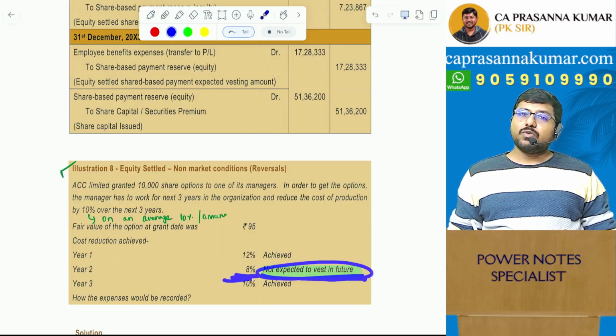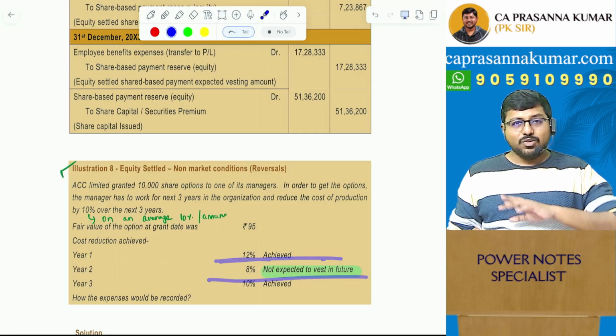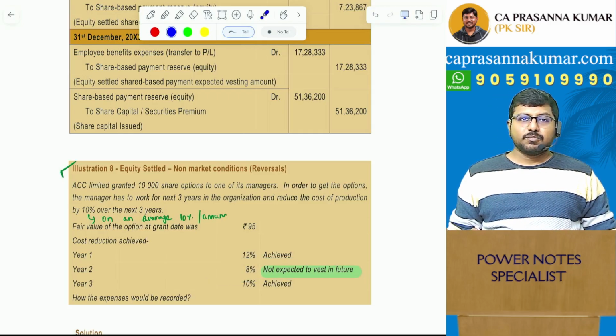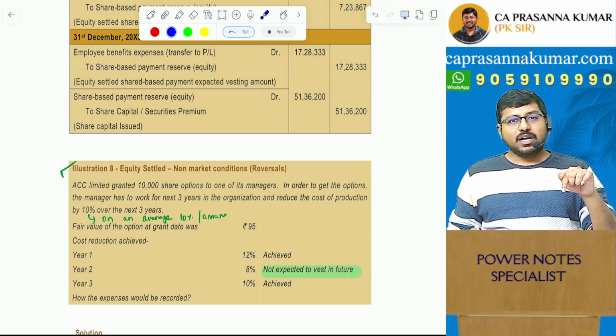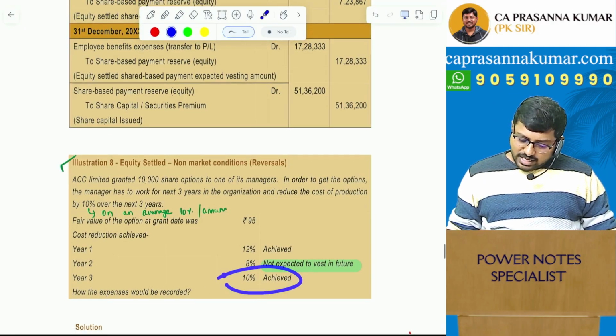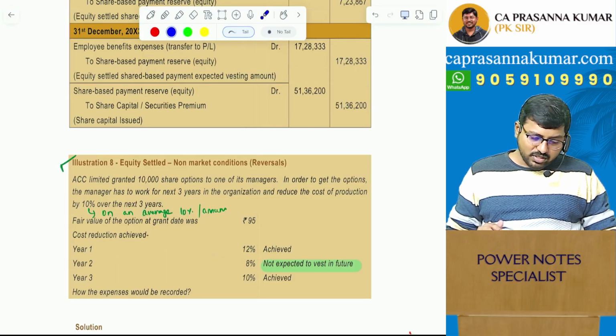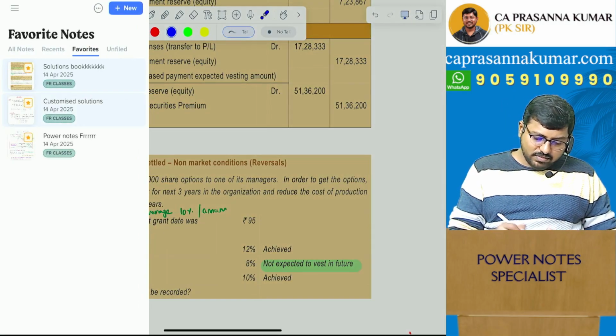So what you will do in the second year is reverse whatever you have done so far, and credit it back to P&L. Why? Because it did not achieve the condition in the second year and you are not expecting that to happen in the third year as well. Then in the third year it actually has happened. Then what you will do? Again you will debit everything. You got the point? That's how it's going to work. We'll see. Simple question.